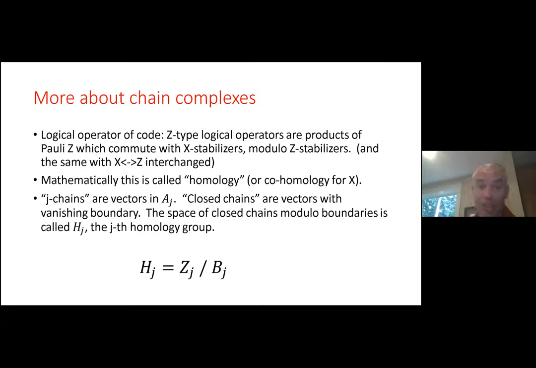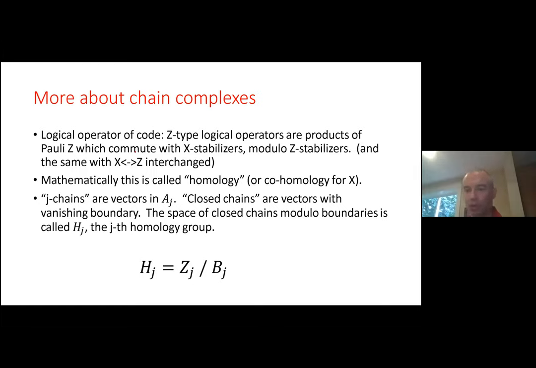Now, the logical operators. One of the important things about a code is logical operators. These are the things that act on the encoded data but don't mess up any of the stabilizers. So a Z-type logical operator is some product of Pauli Z operators which commutes with all the X stabilizers. It doesn't mess up the stabilizers. And we regard two Z logical operators as equivalent if they differ just by stabilizers, because then they'll have the same action on the encoded data.